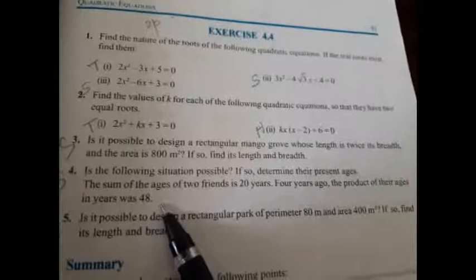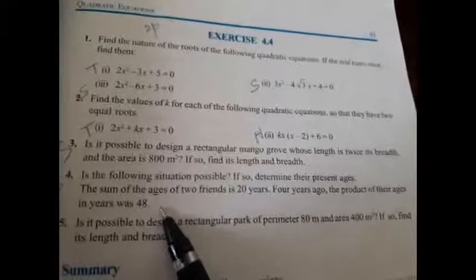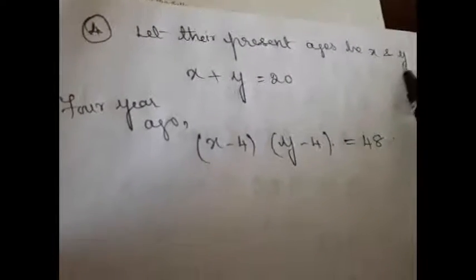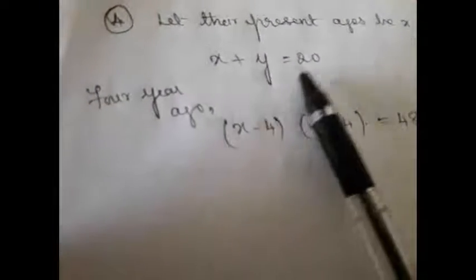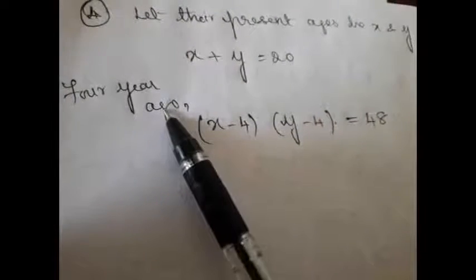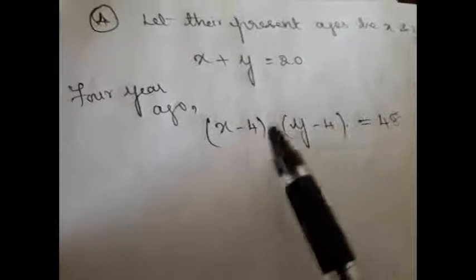We are so familiar with age related problems, right? So let us assume their present ages be x and y. And it is given the sum of their ages is 20. So x plus y equal to 20. 4 years ago, so immediately you have to subtract 4 from both the ages. Product of their ages is 48.